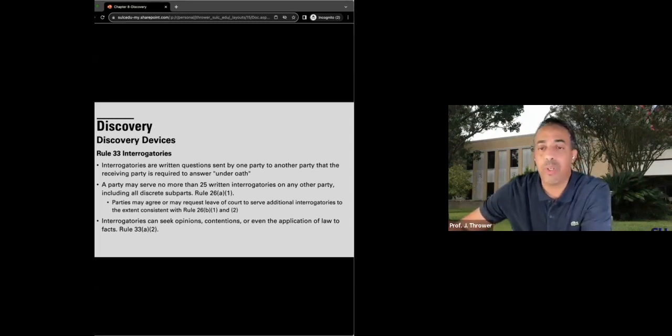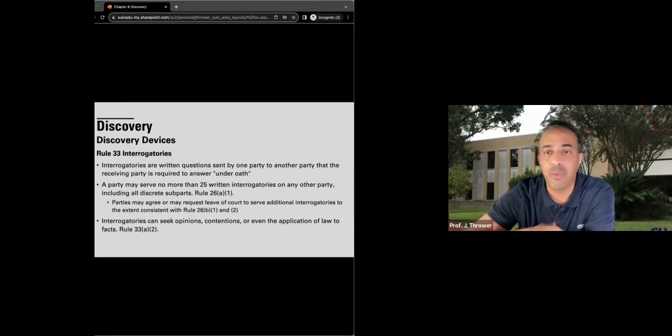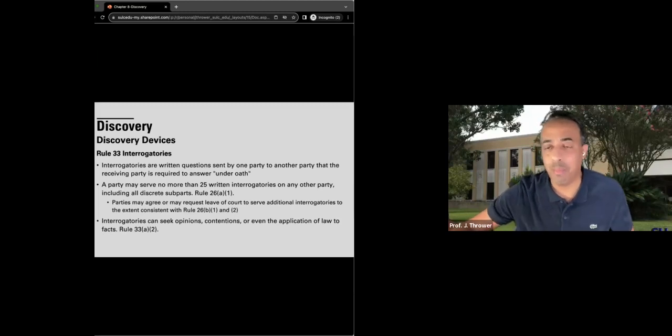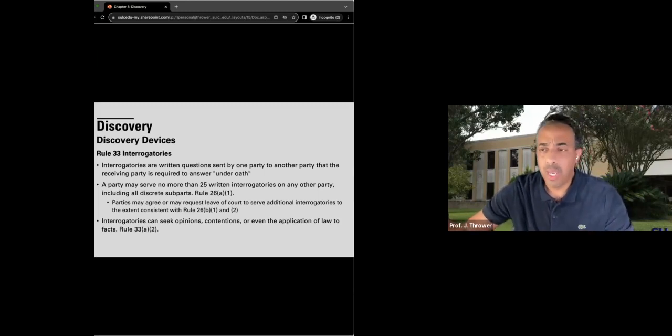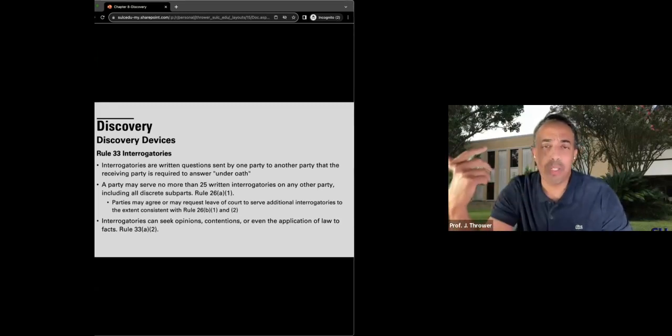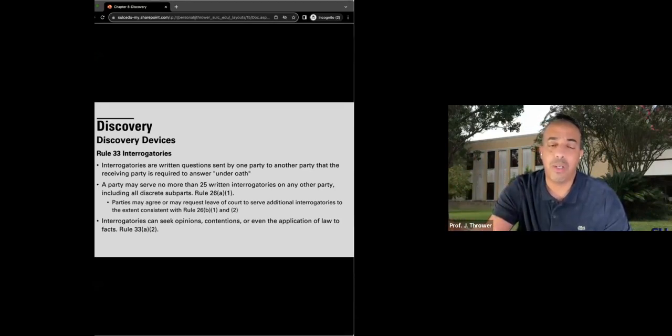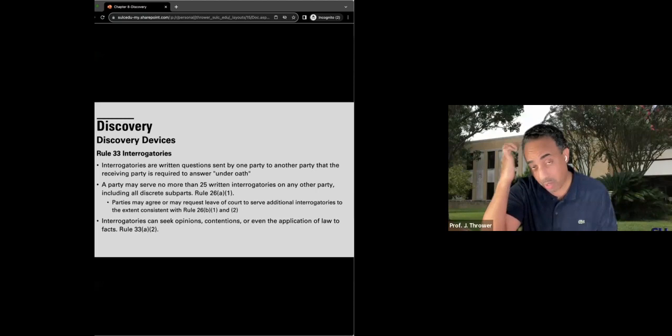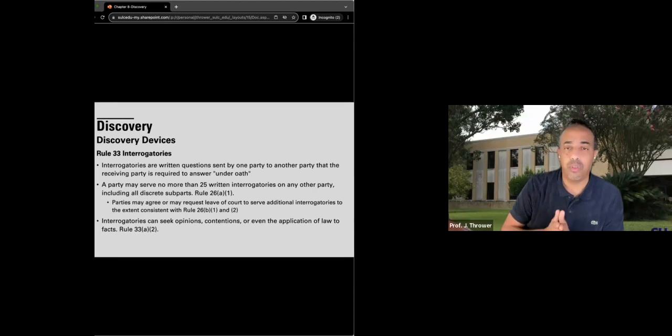Parties may agree individually, or they may request leave of court to serve additional interrogatories to the extent those additional interrogatories would be consistent with Rule 26(b)(1) and (2). And Rule 26(b) just generally provides for the scope and limitations on discovery. So as long as the additional interrogatories comply with the scope and limitations on normal discovery, the parties can agree on serving additional interrogatories, or they may request leave of court to do so.